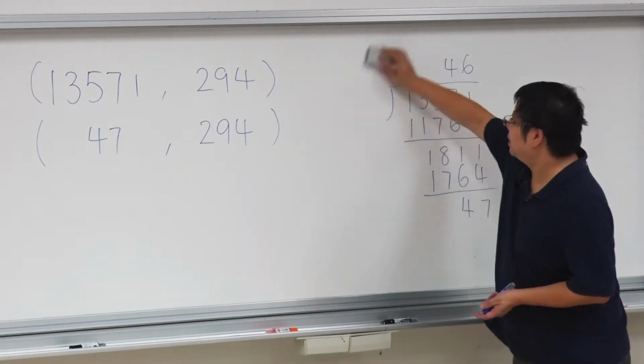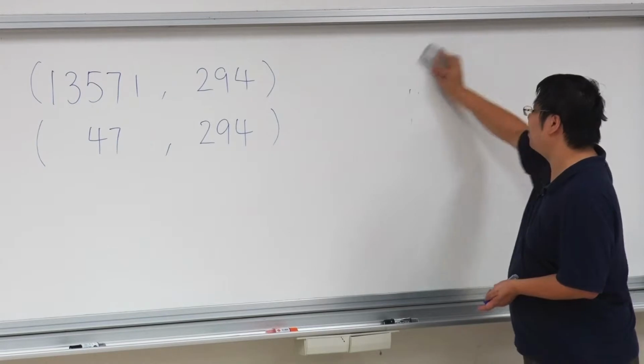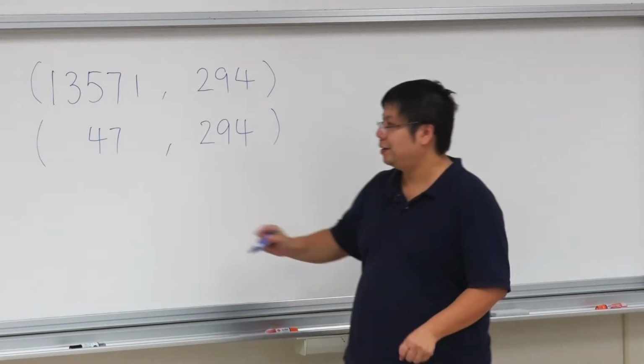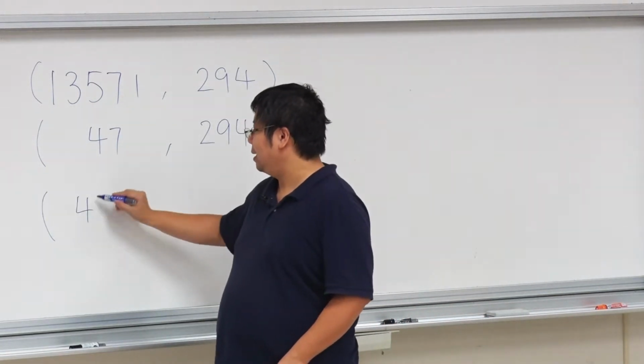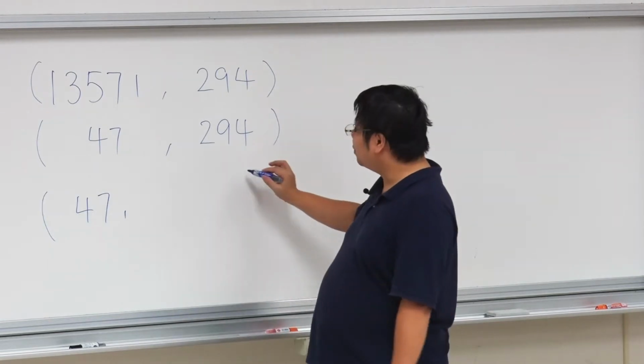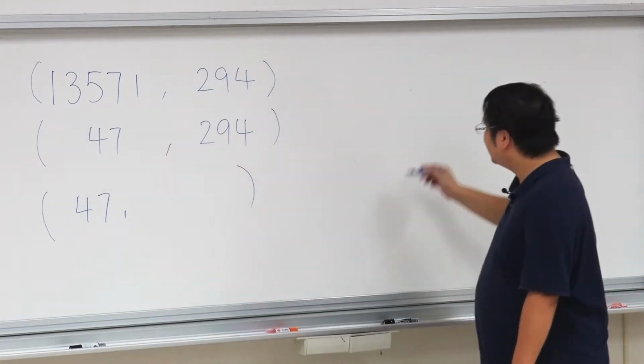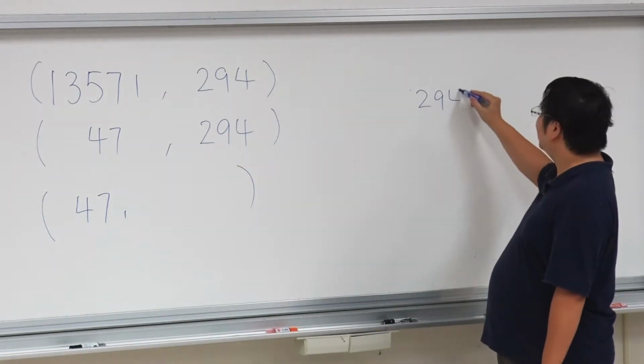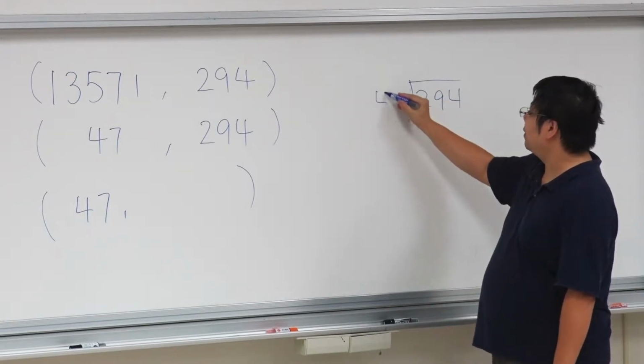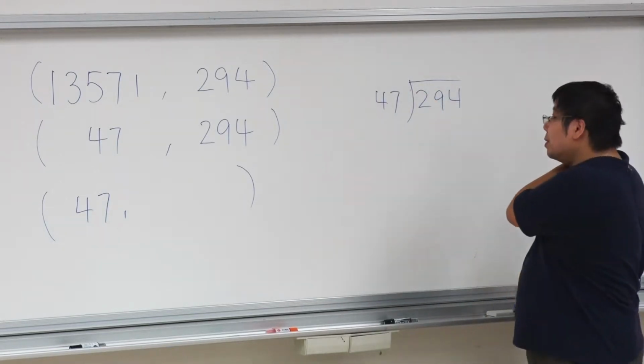So now, instead of having 47 and 294, we can keep one part and then replace the other part by the remainder when it is divided by this one. So 294 when it is divided by 47.